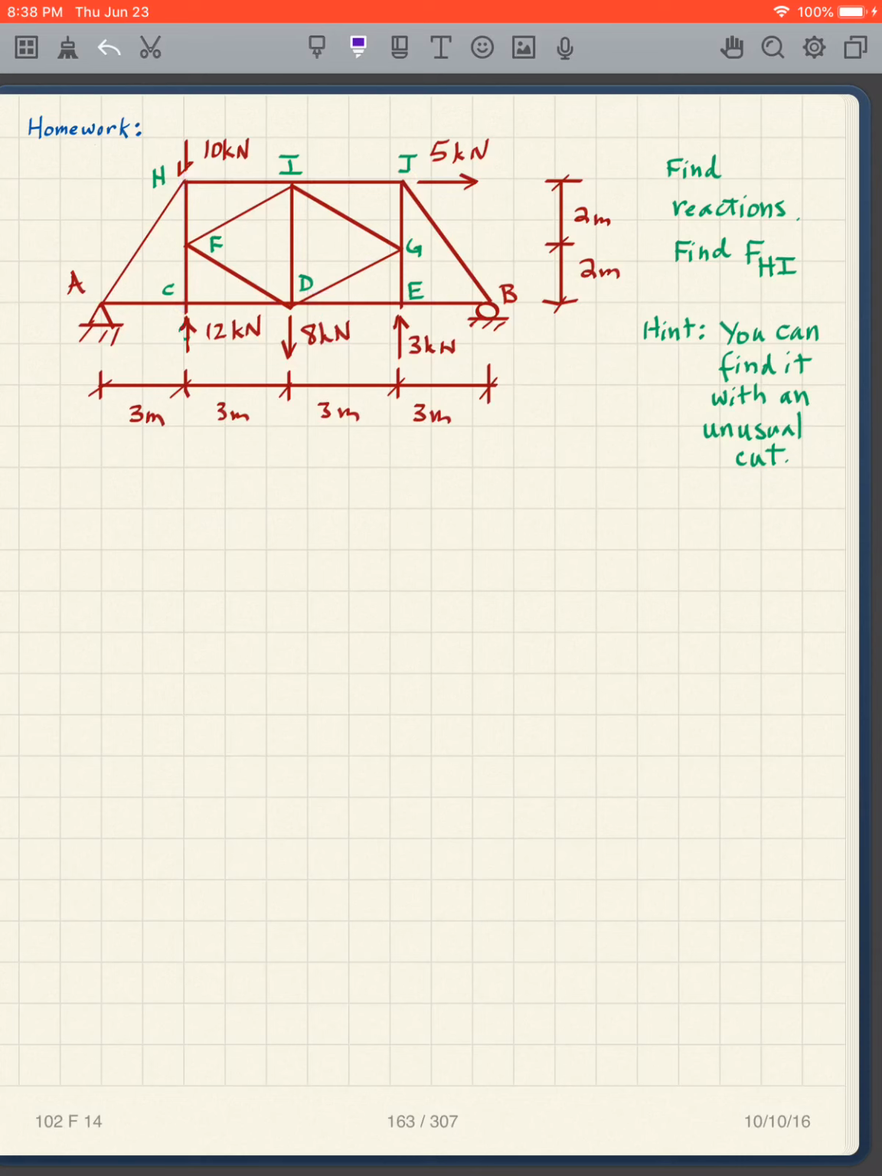So in other words, if you're given this on an exam, for instance, the Fundamentals of Engineering exam or something like that, you can solve this very quickly to get FHI. But anyway, give it your best shot, and I'll work it next.